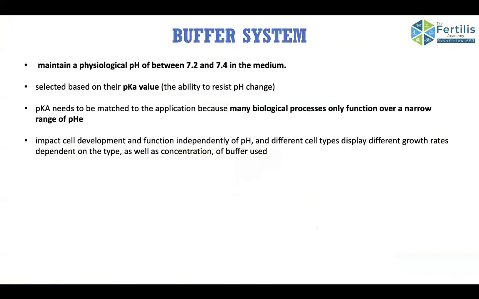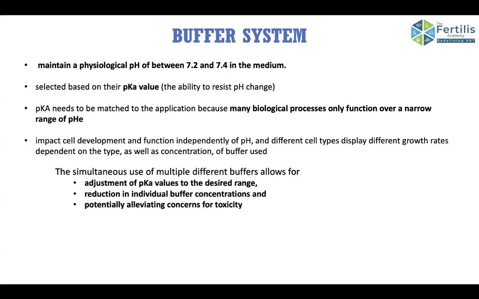Coming to something which is the heart and soul of a culture media, that is the buffer system. The idea is to maintain pH between 7.2 and 7.4. These molecules are selected based on their pKa value. The pKa value reflects the ability to resist pH change. The pKa needs to be matched to the application because many biological processes only function over a narrow range of pHe, that is, external pH. So what we have done is added 2 to 3 buffers in a culture media. The use of different culture buffers allows for adjustment of pKa values to the desired range.